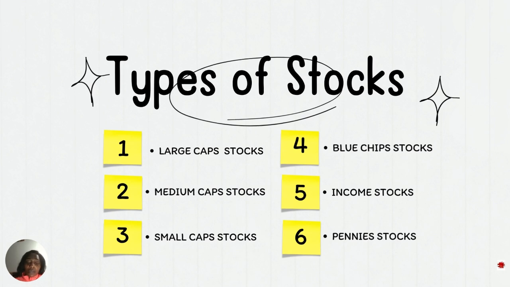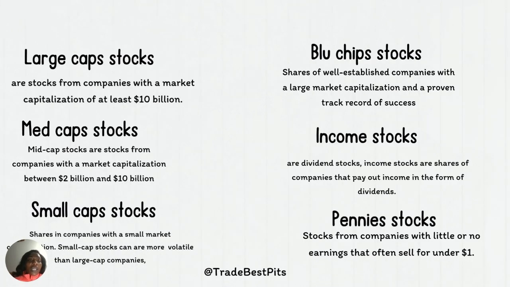The large cap stock. What is really a large cap stock? The medium, the small, etc. Now, a large cap stock is a stock from a company with a market capitalization of at least 10 billion. So it's bigger. It's not just like penny stock, for example, which will be traded under $1. So a large cap stock has a market capitalization of at least 10 billion.